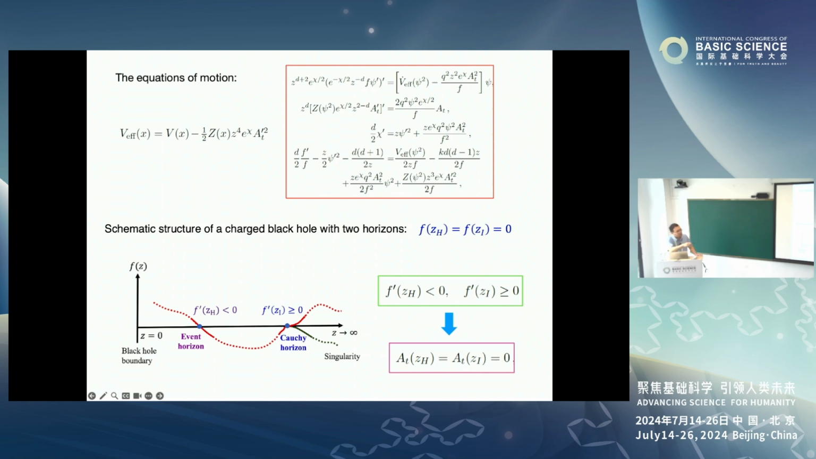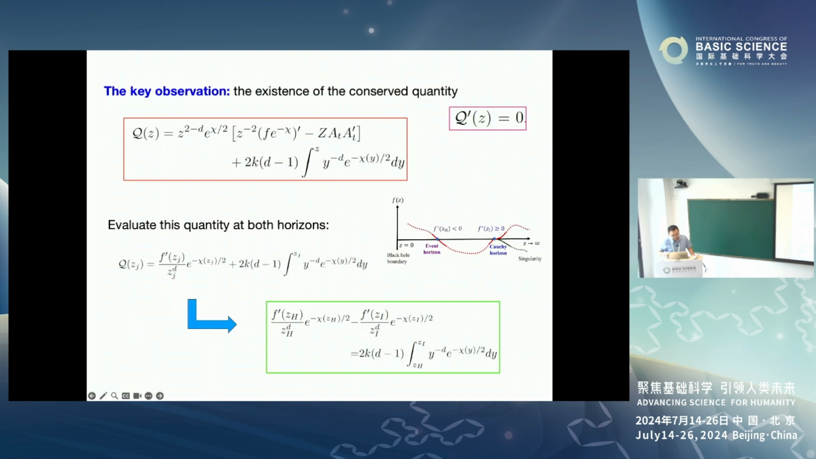This is by definition. And f prime at the inner horizon is not negative. It should go up to have a second horizon. And you can show that to have a smooth solution, the gauge potential at both horizons should be 0. So this is the basic observation.